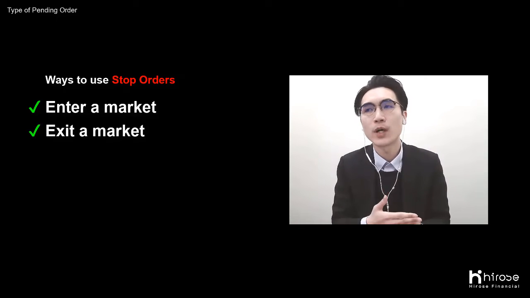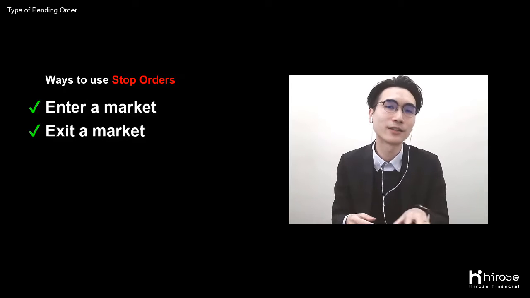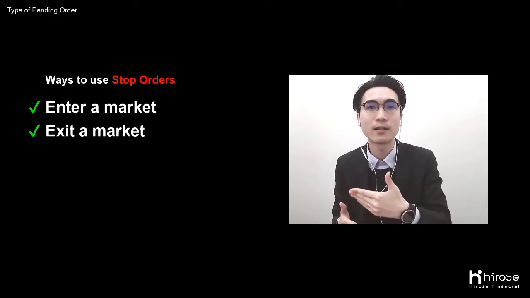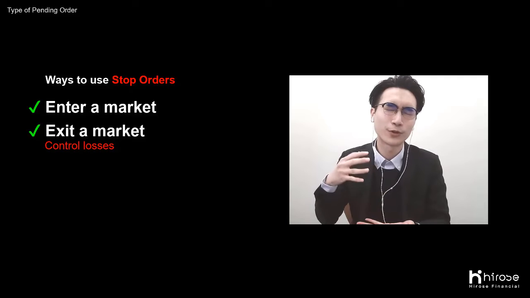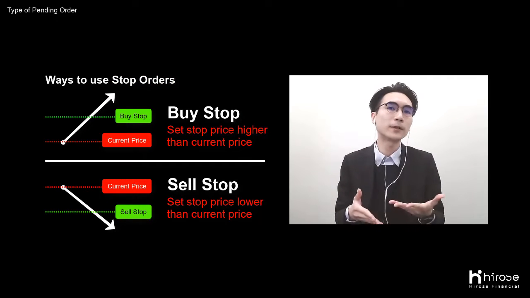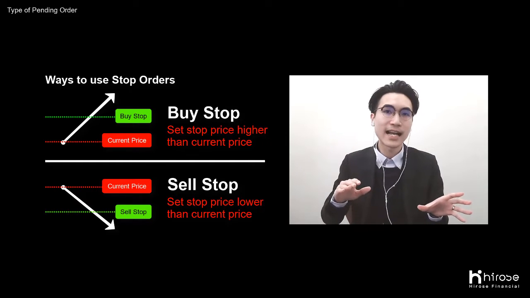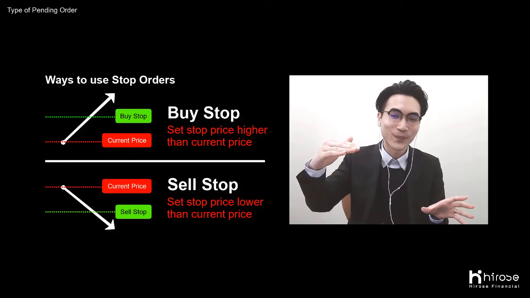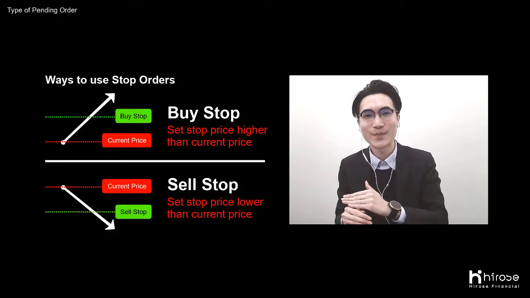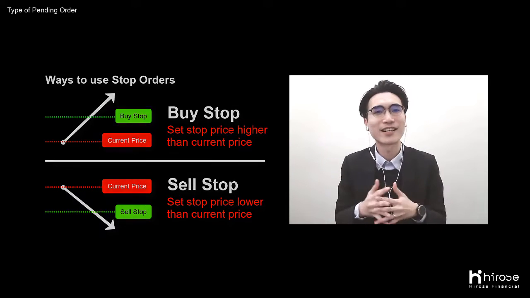Stop orders, there are two ways for you to use the stop orders. The first way is to enter a market, to make a new order, and the second way is to exit an existing order, so to close that order to control loss. Those are the two ways that you can use the stop order. For stop order, we have buy stop and sell stop. For buy stop, we set it to a price that is higher than the current price, and for sell stop, we will set a sell stop price that is lower than the current price. And this is where it gets confusing. Stay with me, and I will try to explain it to you more clearly.